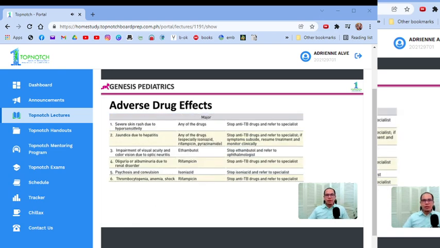Major reactions, severe skin rash, okay? Stop the drug and refer to specialists. Jaundice, okay? Stop the drugs, refer, and then usually dahan-dahan namin nire-resume yan. Meron pang cut-off yan kung gaano ka-elevated yung ALT, AST. Okay? Impaired visual acuity, stop ethambutol, refer to Opta. Oliguria, albuminuria, renal disorder, stop the drug, refer to specialist. Basically, for these major reactions, you have to stop the drugs and refer to specialists.